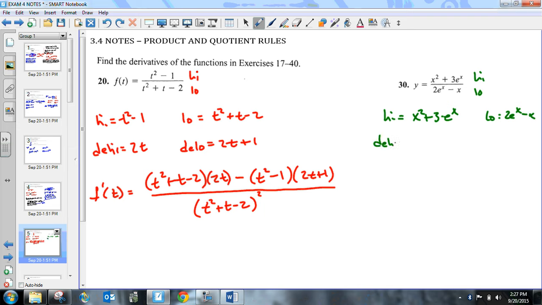So d high is equal to 2x, and then the derivative of 3 times e to the x is just 3e to the x, okay? Take the derivative of my low function, 2e to the x, it's just going to give me 2e to the x, and then minus x, the derivative of that is just minus 1, okay? So if I wanted to find y prime here, I'm going to take my low function, so 2e to the x minus x times the derivative of my high, which is 2x plus 3e to the x, minus, you know what, I'm going to move all this down.